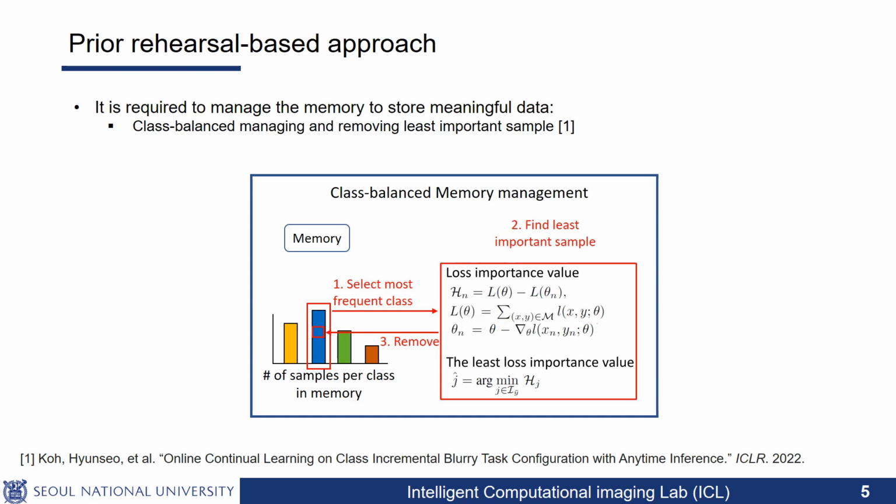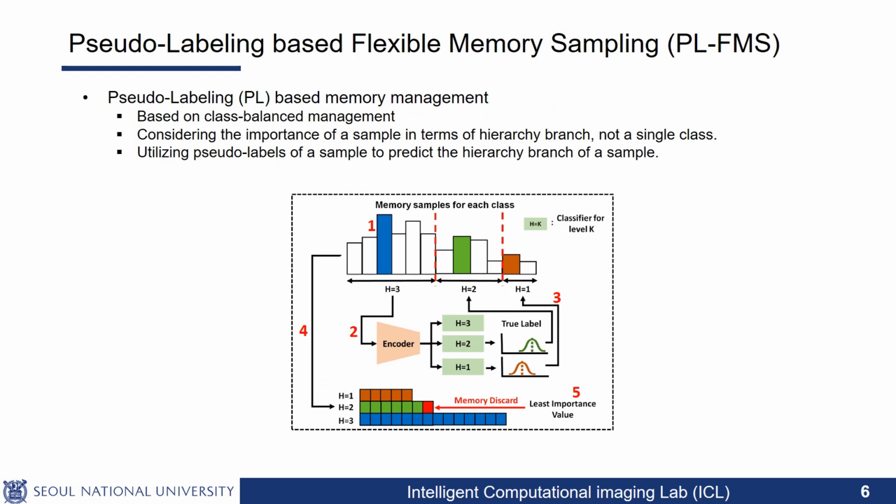Our proposed method for this setup is based on previous rehearsal-based approach with class-balanced memory management. Specifically, it first finds the major class in the memory. For the samples of this class, it computes a measure called lowest importance value, and removes the sample of the least lowest importance value from the memory. Let's talk about the proposed method.